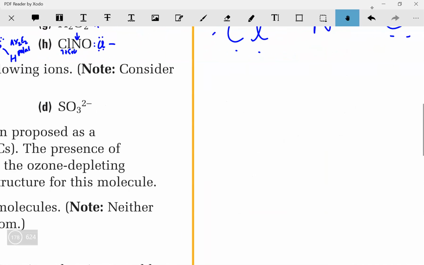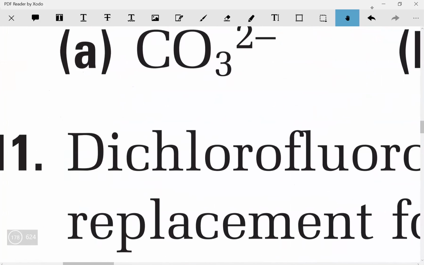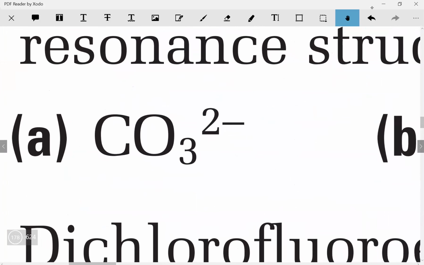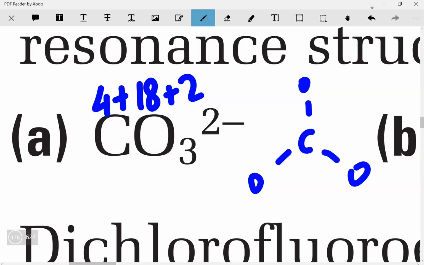CO3 2 minus. Let's try that one. Zoom in. Whoops. Okay, CO3, so carbon has 4. 18 plus 2 is 24 total, so I'm going to draw some. Right, so now I have 6, 7, 8, 9, 10, 11, 12, 13, 14, 15, 16, 17, 18, 19, 20, 21, 22, 23, 24.